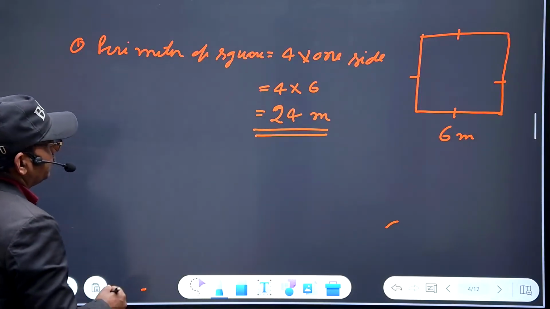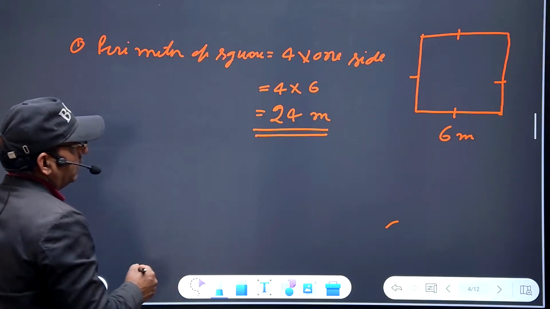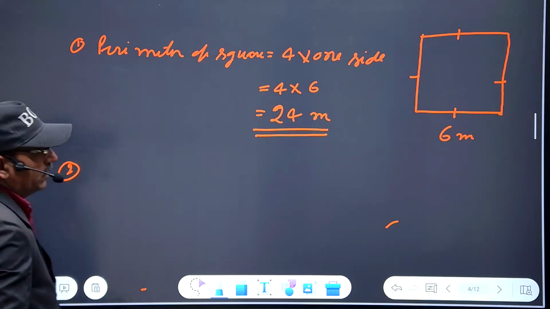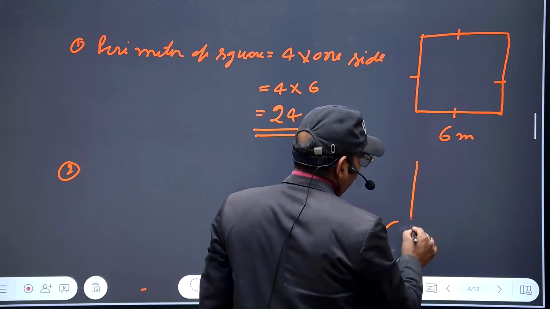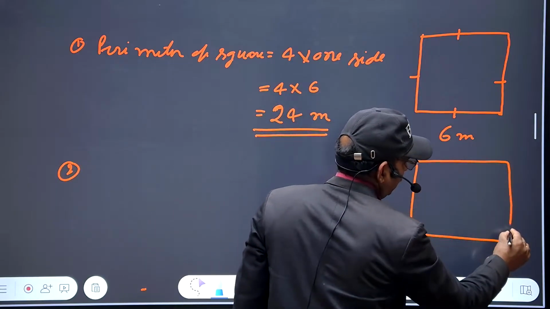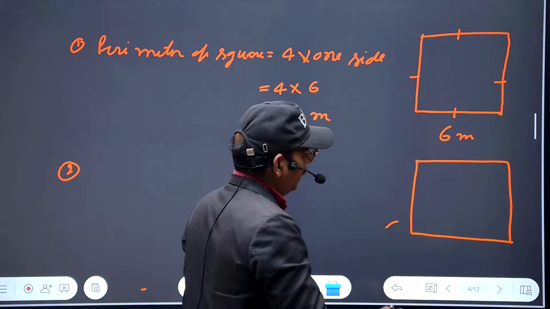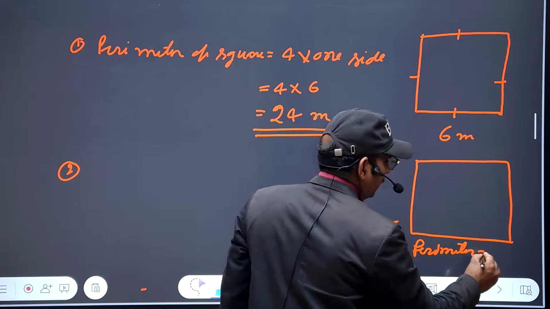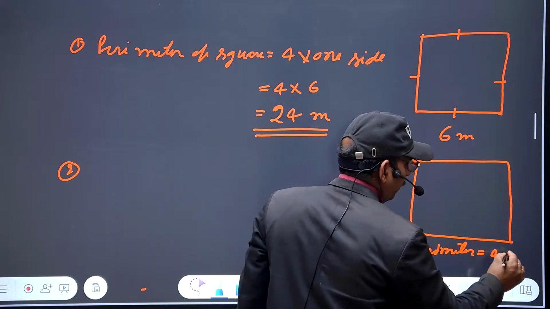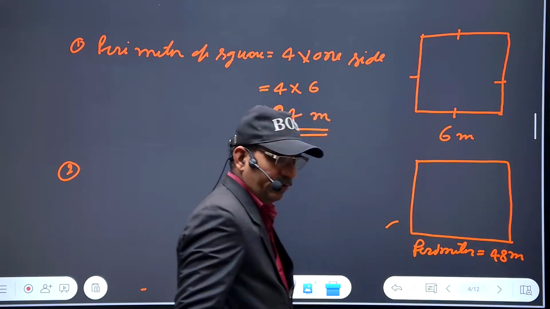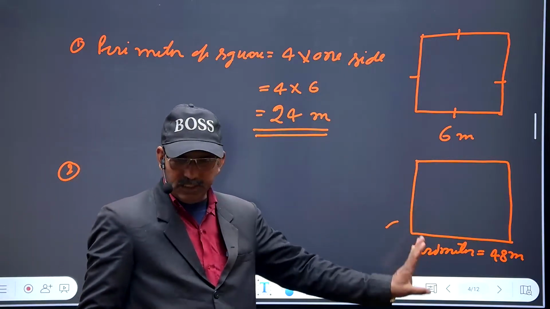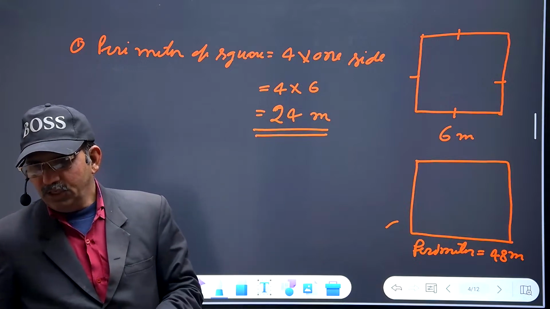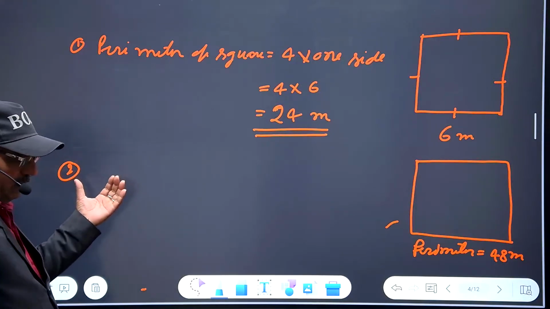After that, suppose the next question is given. This is the diagram and that is the square, and perimeter is given. What is given? Perimeter is given 48 meter. Means perimeter is given. So what will the side be? You don't know. So how will we find out the side of the square? So what will the formula be?